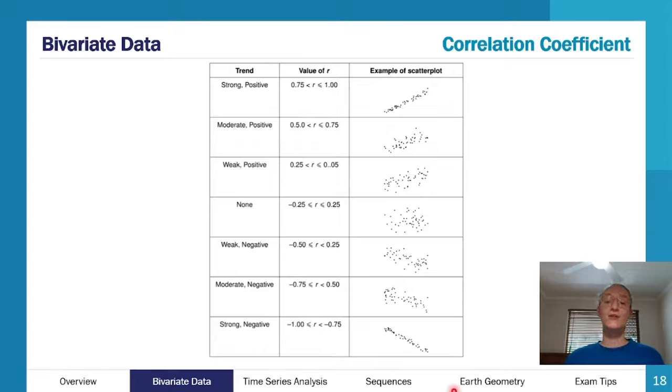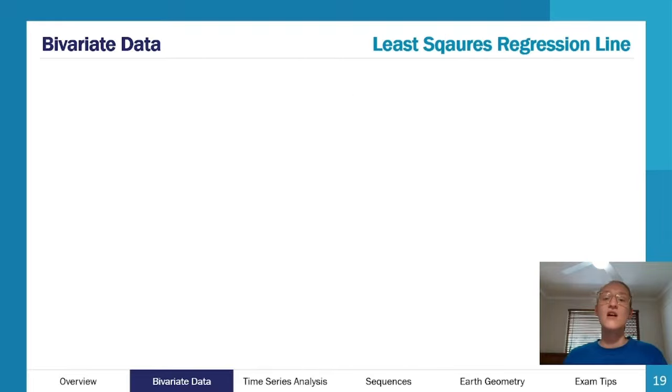And anything below 0 is going to be negative. As we get closer to -1, it's going to be a stronger negative, and as we get closer to 0, there's a weaker association, or no association if it's around 0. So this is just a rough guide or chart of how to interpret R values, and also what that looks like in a scatter plot, so you can visually get an idea of what that looks like.